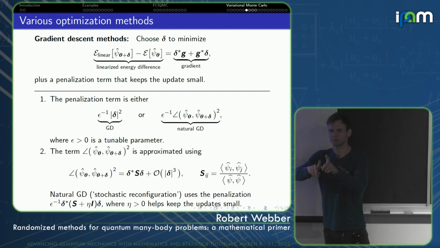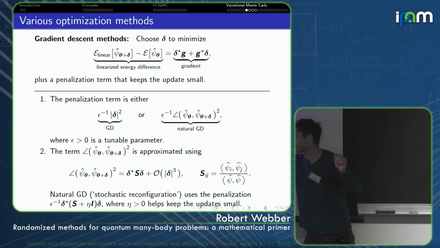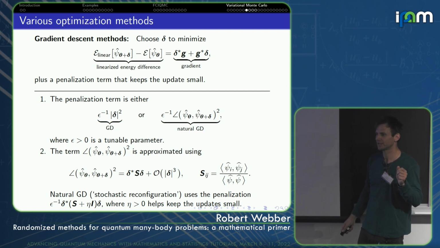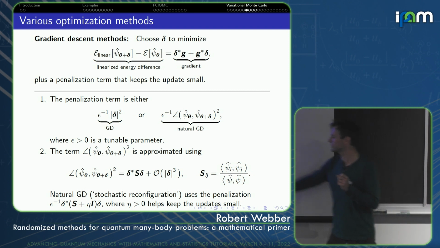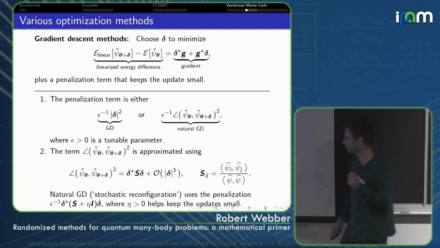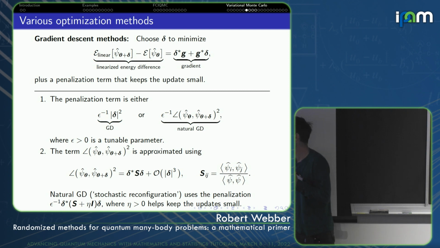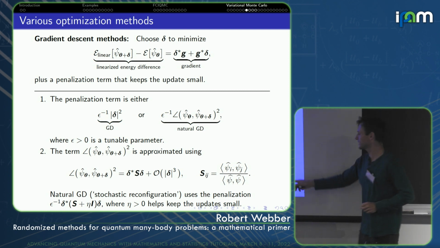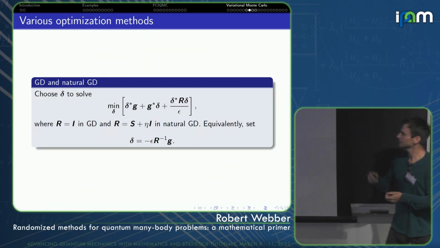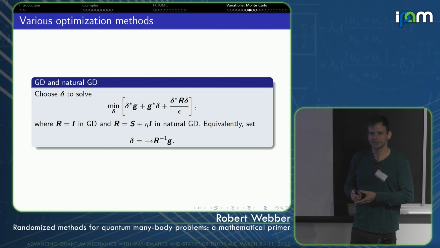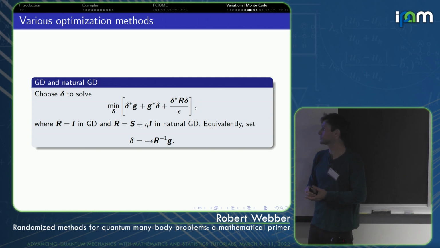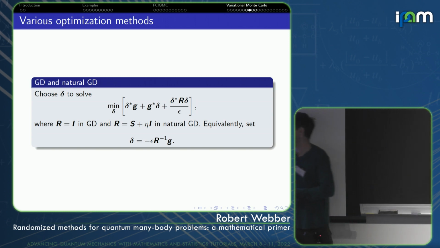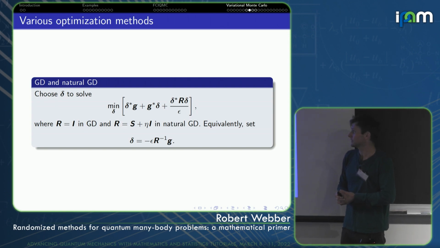You can approximate the squared angle between wave functions using a second order Taylor expansion. You get out this fascinating matrix S, which some people would call a quantum information metric. It encodes the curvature of the space under the parametrized wave function. And natural GD, which people call stochastic reconfiguration in chemistry, uses basically this second order expansion plus a little fudge factor that keeps the updates small. Here's what it looks like. You choose delta to solve this minimization. It results in a linear solve in the case of natural GD, and it just results in a negative multiple of the gradient in standard GD.